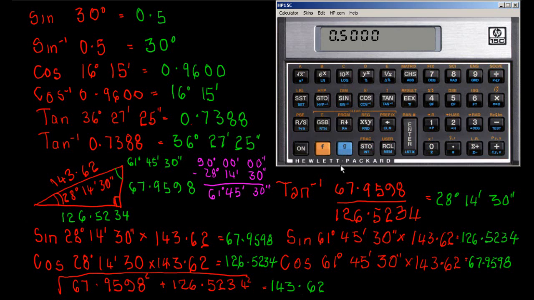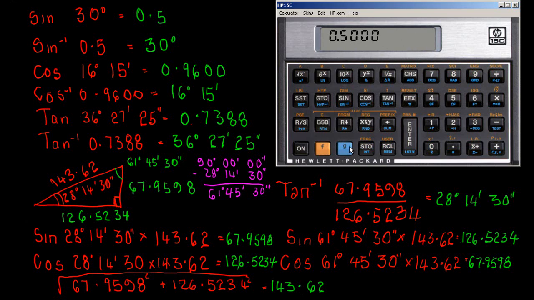I could show it, for instance, to 7 or 8 decimal places, I think is the maximum, by just pushing this function key here, fix 7, and there we have it to 7 decimal places. But let's just put it back to 4, so fix 4. You'll note that this calculator at the moment is in degree mode. We know that because it's not showing that it's in any other mode.